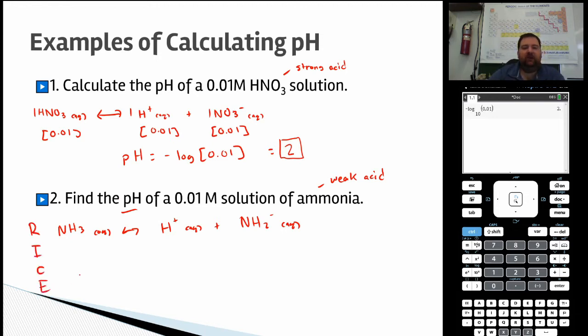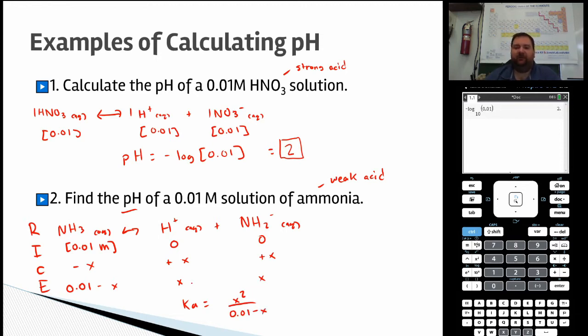So we're going to create our RICE table, and we know that we are starting with 0.01 molarity. This is going to be decreasing by some value, so you're going to have 0.01 minus x. For the products, we're starting off with zeros, and it's going to increase by some value. We don't know by how much, so we're just going to put x, and of course, this is just going to be x and x. Now when you plug this in, your Ka is equal to your products, so x times x, which is x squared, over your reactants, which is 0.01 minus x.